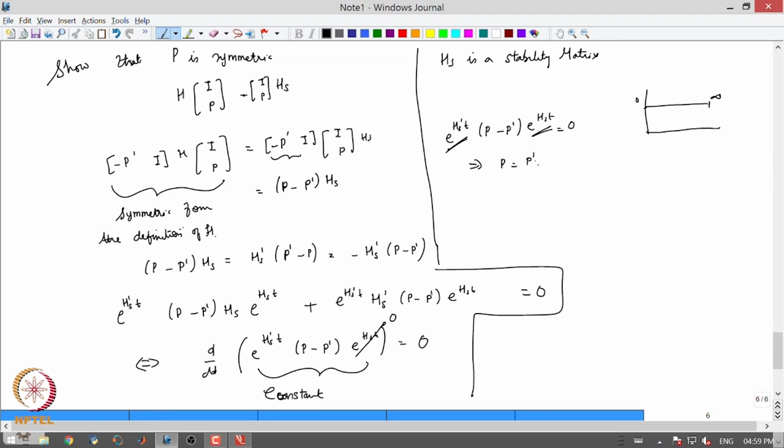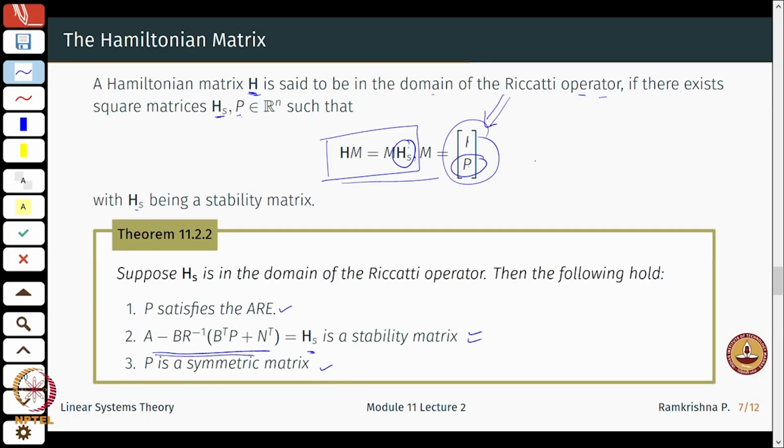Okay. So, we have proved the following. If H is in the domain of the Riccati operator, which means an expression like this holds, then P satisfies the algebraic Riccati equation. This H_s is precisely equal to the closed loop stability matrix, and P is also a symmetric matrix. Okay. Now, the next thing would be, how do we find this P?